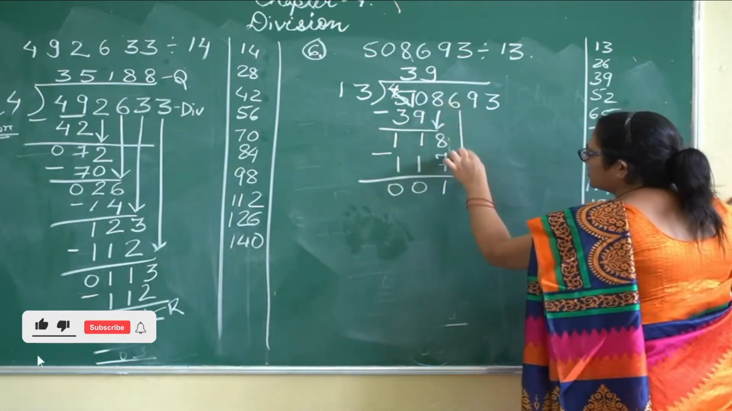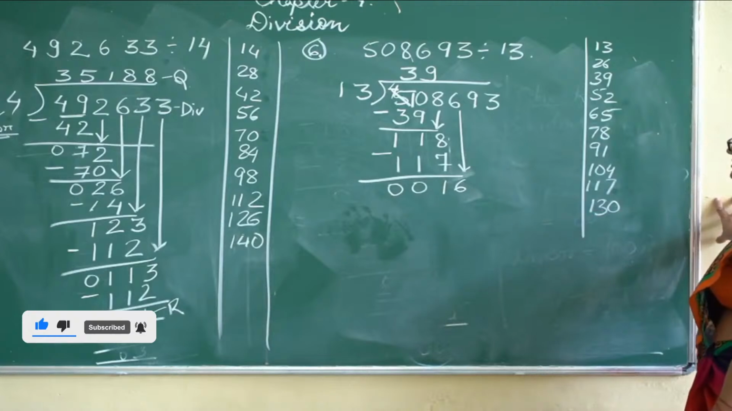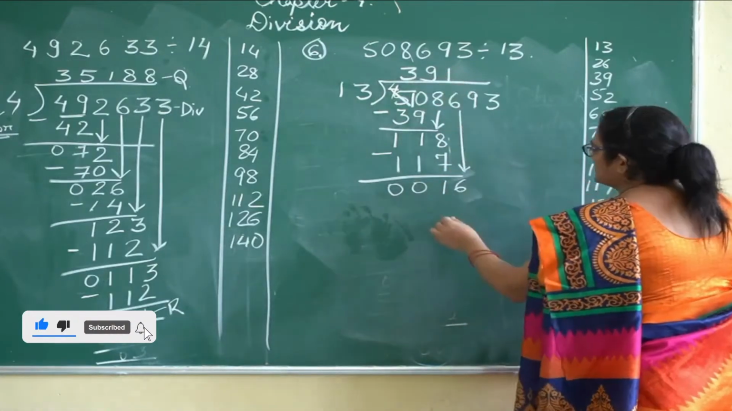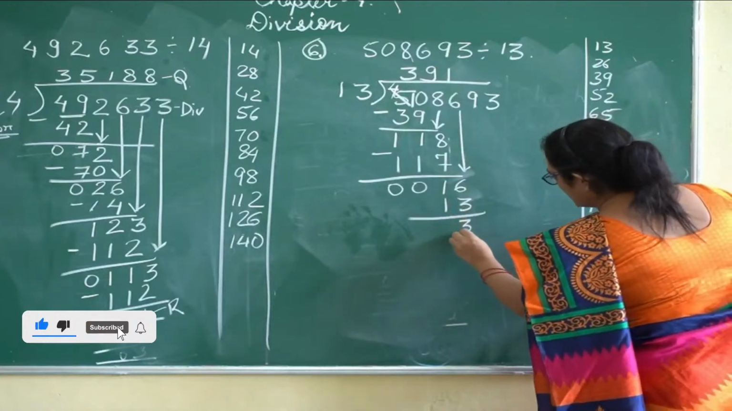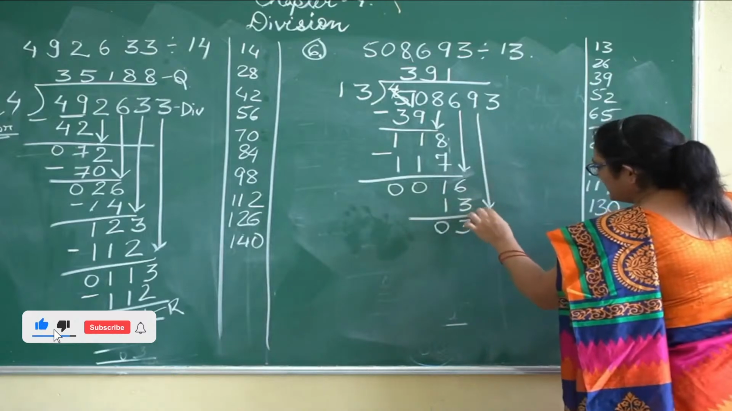Now what will we bring down? 6. In the table of 13, does 16 come? No. What will we take? Smaller than 16 is 13. 13 1s are 13. 6 minus 3 is 3. 1 minus 1 is 0. What will we bring down? 9.